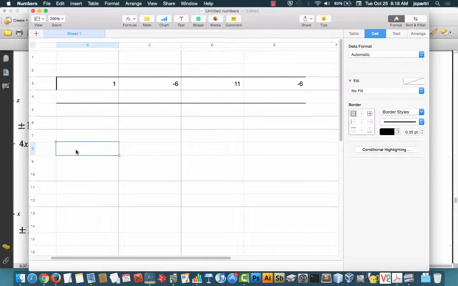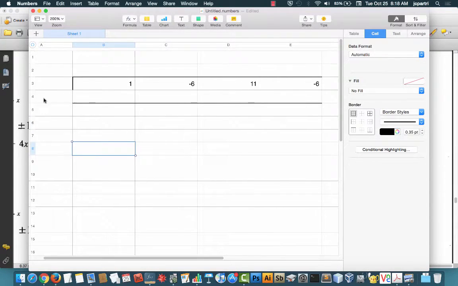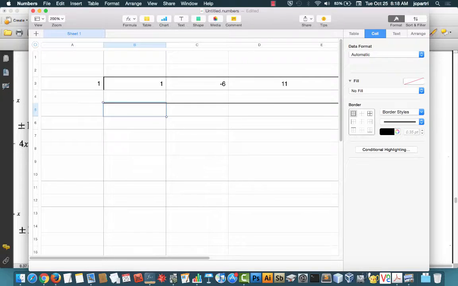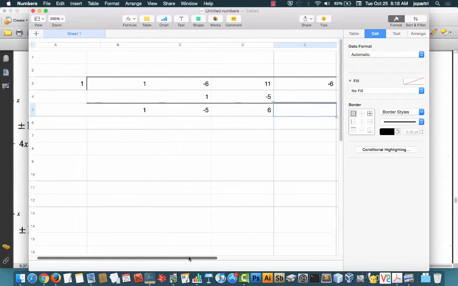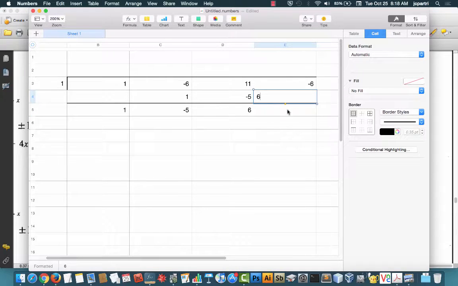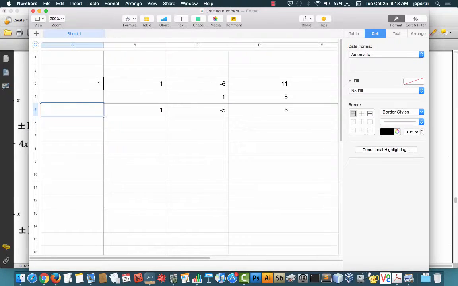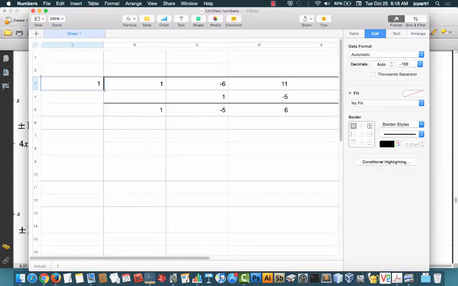Here's a spreadsheet, and I've decided I'm going to use this to show synthetic division. Let's see if 1, which was in the list that I gave, works. We drop that 1, and 1 times 1 is 1, so I put 1 here. I add these two numbers and I get negative 5. 1 times negative 5 is negative 5. I add these two numbers and I get 6. 1 times 6 is 6. I add those two numbers and I get 0, a remainder of 0. That means that 1 was a zero of the function.